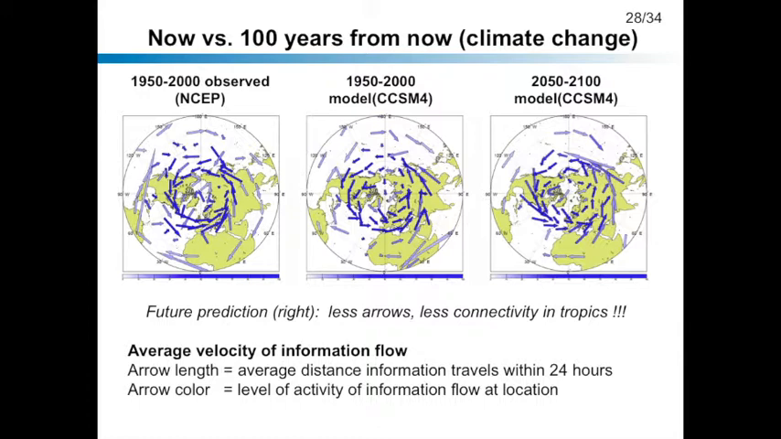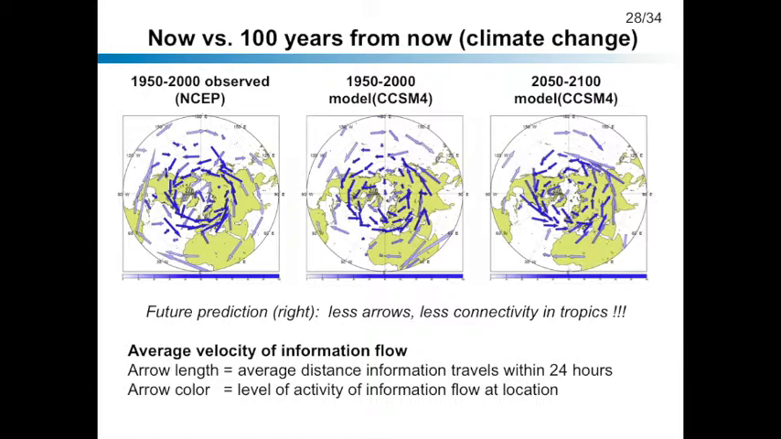no other way to get information flow out of it rather than taking the output of the models and then looking at them. And again, I apologize, somehow these graphs don't look as crisp as they should. But what you see on the left side is again observed data for the period from 1950 to 2000. This is the CCSM4 model for the same period. So this is a simulation of what we think the climate looks like. And this is what it really looks like. And this is what we think it looks like in 100 years.